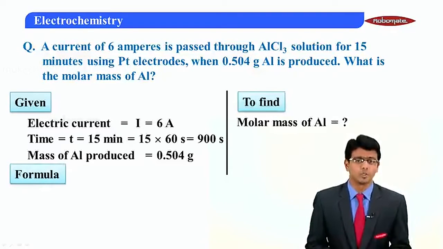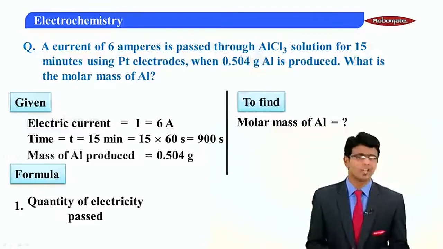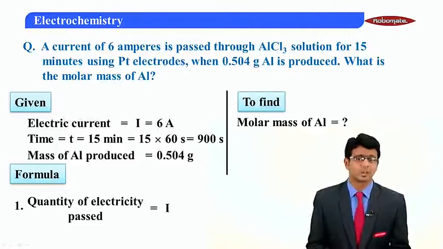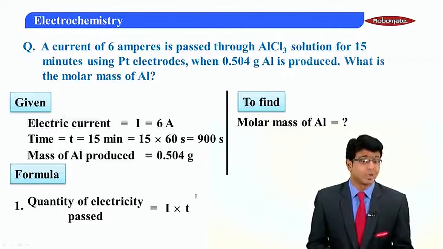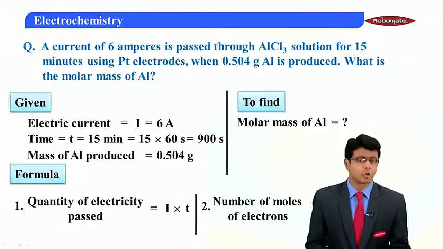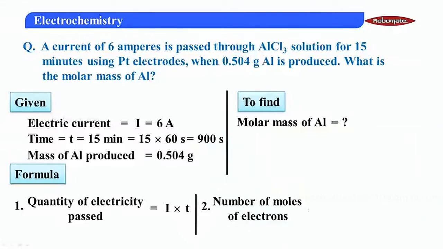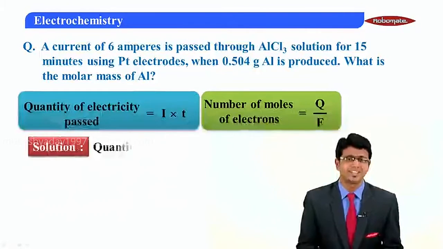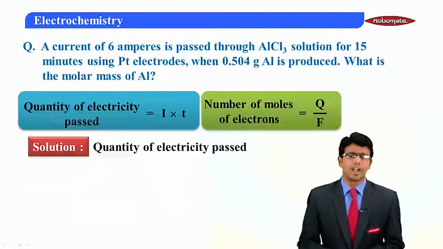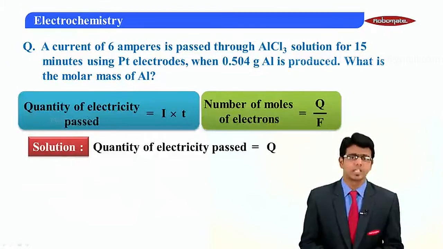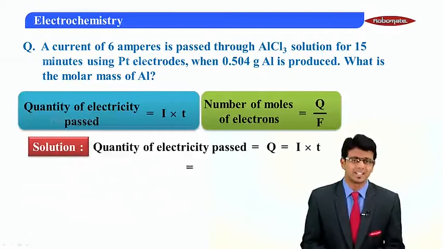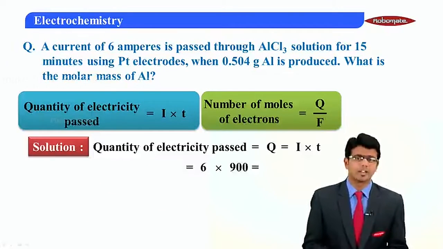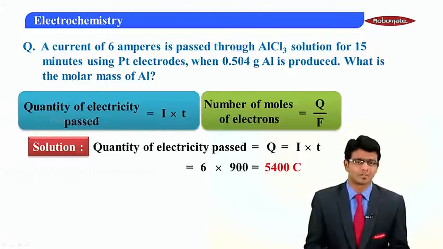And the formula which we are going to use here is first the quantity of electricity passed, that is multiplication of I and T. And also the other formula which we are going to use is number of moles of electrons, which is equal to Q upon F. Alright, so let us go ahead with the discussion of the solution of this numerical. So now students, if we simply want to find the quantity of electricity passed, which is nothing but product of I and T, 6 multiplied by 900 gives us the answer as 5400 coulombs.